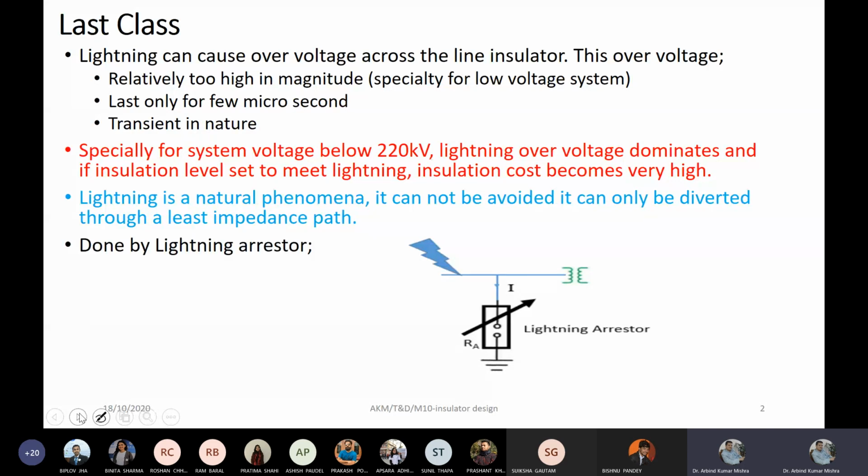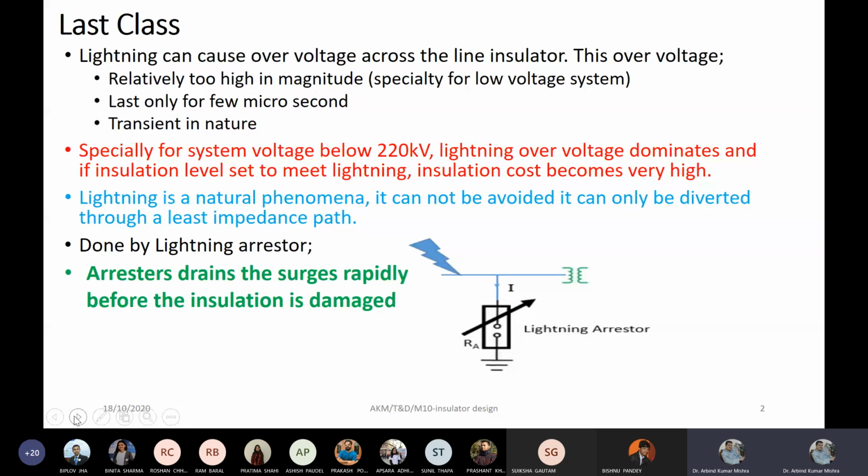And how it is done is by a lightning arrestor, as you can see here in this diagram. What the lightning arrestor does is, whatever is the overvoltage here, it drains through this to the ground, and so quickly that before the lightning overvoltage can cause any damage to the equipment insulation. But once the overvoltage vanishes here, then it again comes back to its normal situation. That means there will be no current flow through this.